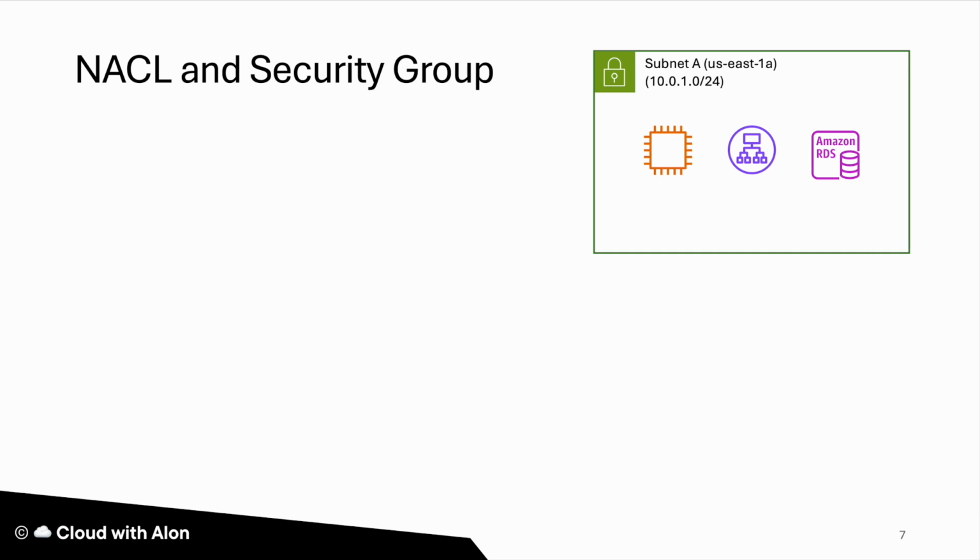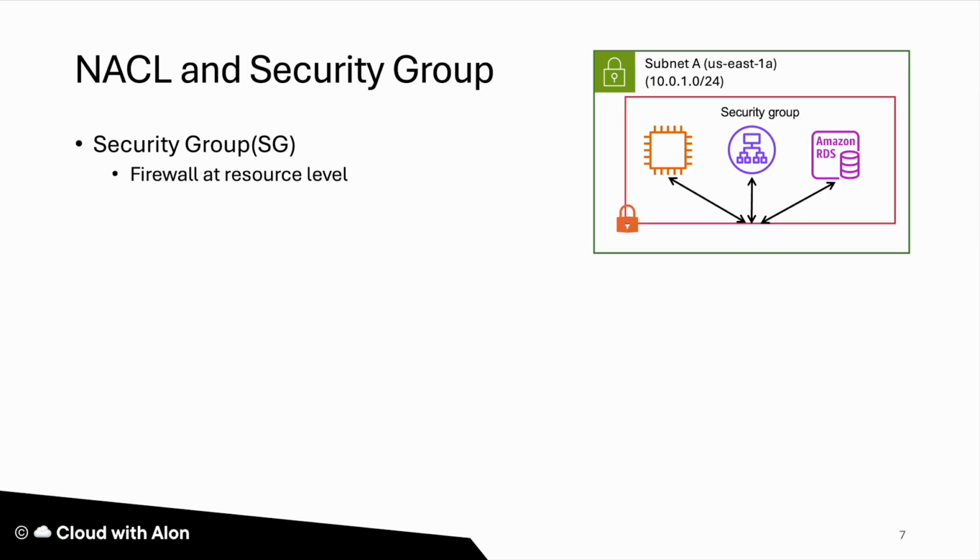So far, we have seen subnets and resources accessing the internet, but what about controlling the network traffic? This is where security groups and network ACLs come in. They act as a firewall to protect your resources. A security group is a firewall at the resource level. It controls inbound and outbound traffic, letting you specify exactly what traffic is allowed in and out from that resource. You can think of it as a protective layer around each resource.